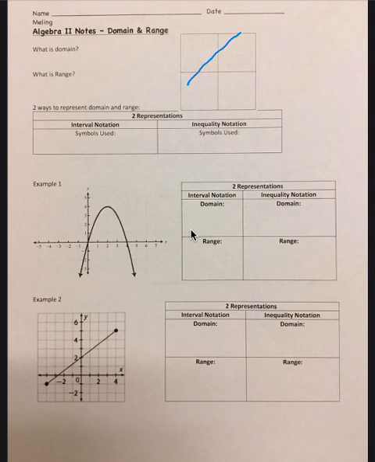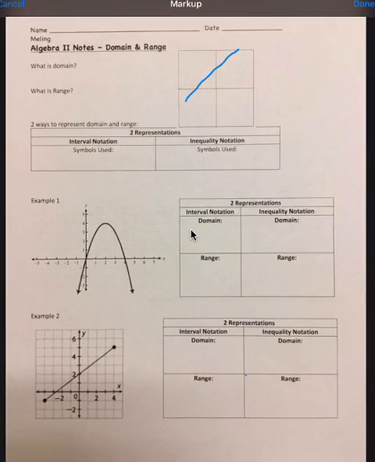Okay, we're going to start talking about domain and range today. And as you can see, the first two questions, what is domain and what is range? I've drawn a little line. It's kind of hard to see where all the actual marks are at, but you always read it from left to right and from bottom to top. The domain is all the values of x in the interval, equation, or graph from left to right.